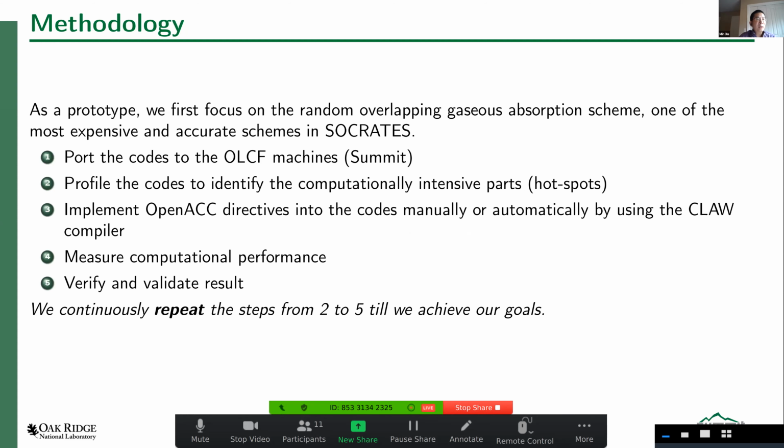As a prototype, we first focused on the random overlapping and gaseous absorbing scheme. This is one of the most expensive and accurate schemes in SOCRATES. We first port the model to the OLCF machines, then profile the code to identify the computationally intensive paths, the hotspots. Then we implement OpenACC directives into the code, manually or automatically by using the CLAW compiler. Then we measure the computational performance and verify and validate the results. We continuously repeat steps 2 to 5 until we achieve our goals.